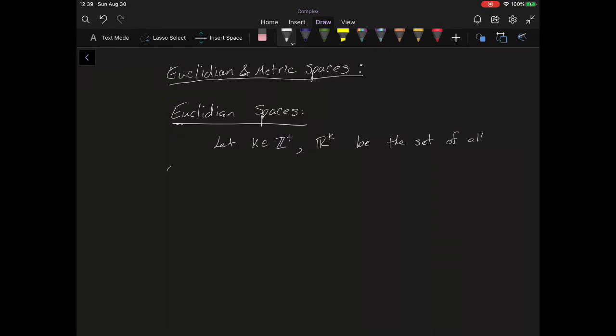So if we let k be a positive integer, we can define R^k to be the set of all ordered k-tuples, and we'll label each element x with a little arrow above it. So x is going to be equal to (x1, x2, all the way up to xk), where each xi, from i equals 1 all the way up to k, is called a coordinate, and it's a real number. And each x with a little arrow above it is called a point or a vector.